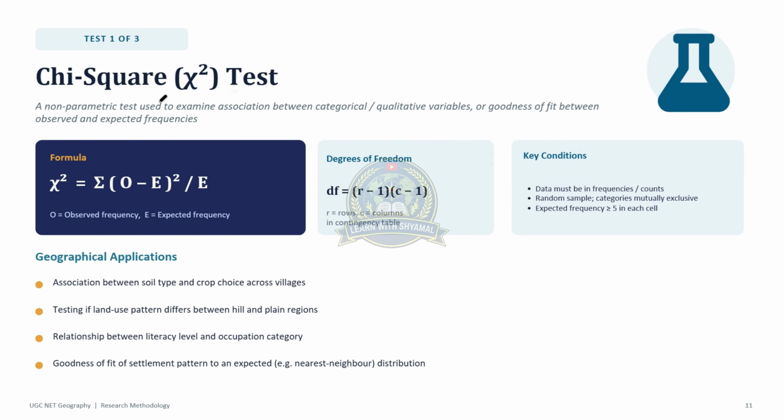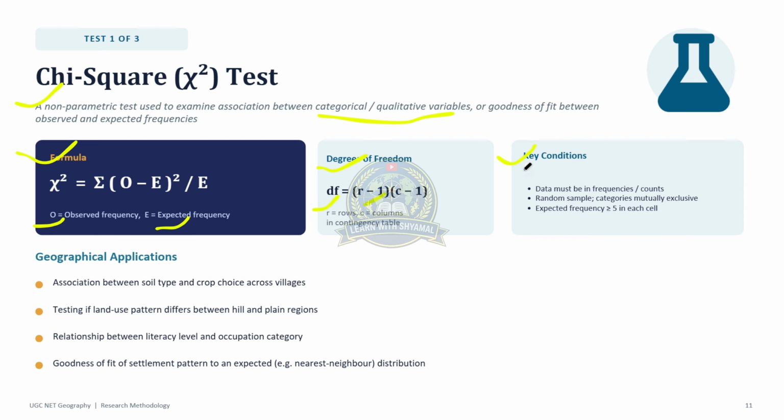Chi-square test. A non-parametric test used to examine association between categorical or qualitative variables, or goodness of fit between observed and expected frequencies. This is the formula. O means observed frequency and E means expected frequency. Degree of freedom, DF is equal to (R minus 1)(C minus 1). R means rows, C means columns in the contingency table.